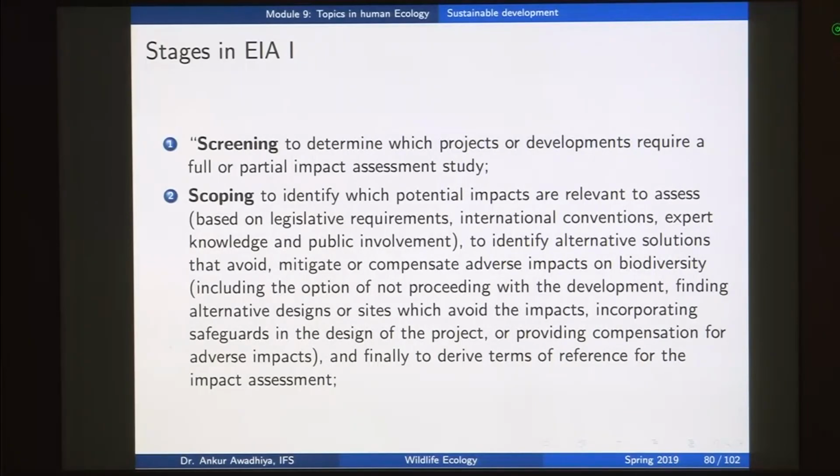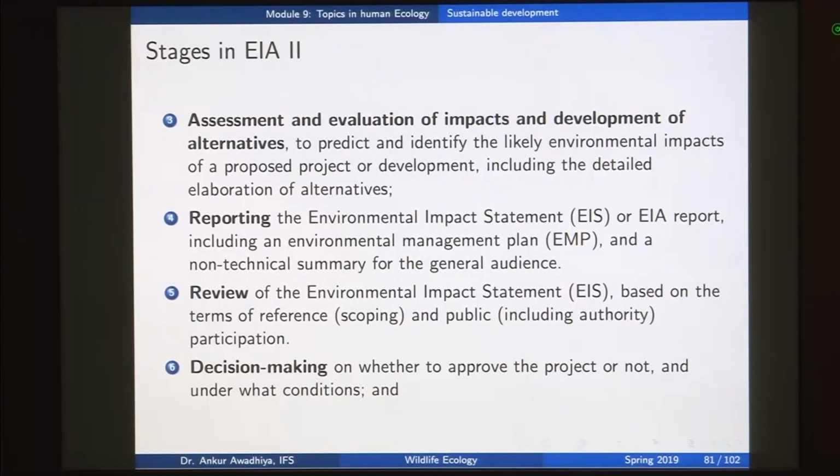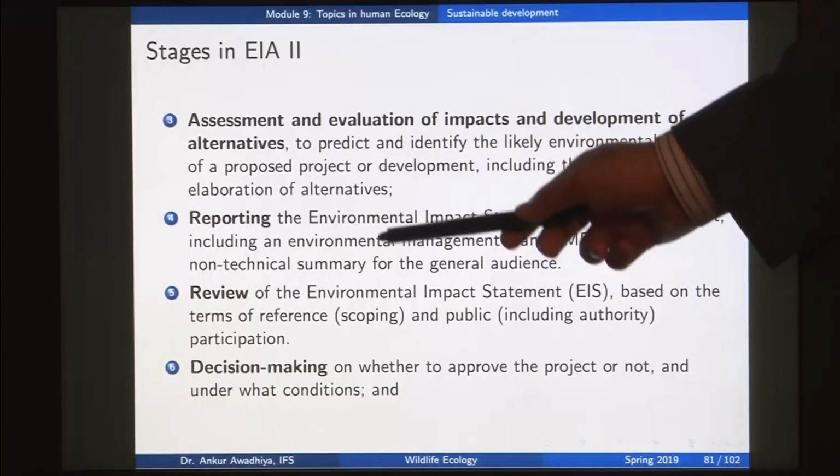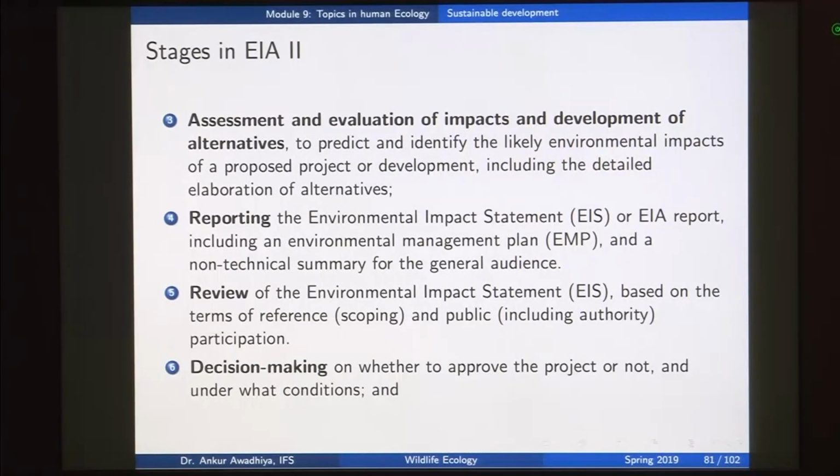After scoping we move on to the assessment. In this stage we do an assessment and evaluation of the impacts and development of the alternatives. We have listed all the different topics that we need to study, and next we study those topics. Once the assessment is done, we make up a report that is known as an EIA report or an environmental impact statement. Whatever our findings were in this stage of assessment, we put them up in the form of a formal report.